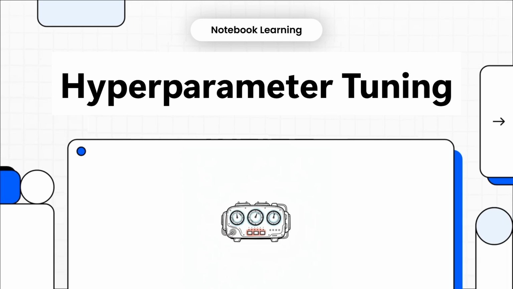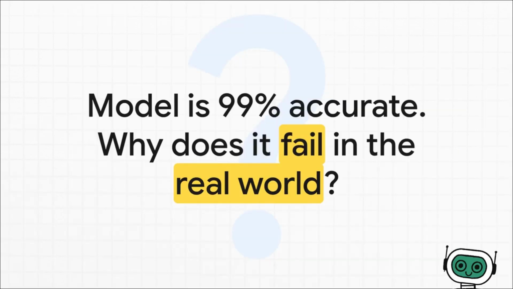Welcome to day 32. Today, we're diving into one of the most practical skills you'll need as a machine learning engineer, hyperparameter tuning. So you've probably been here before. You build a model, your training metrics look amazing, maybe 99% accuracy, but then you test it on new data and the performance just tanks. This gap is a classic frustrating problem. What's going on? And more importantly, how do we fix it?